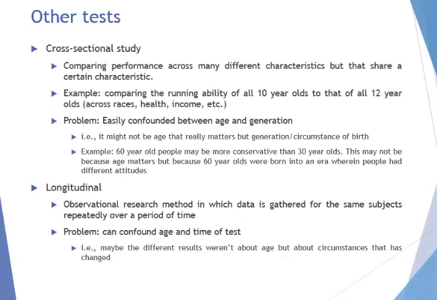Other types of tests include a cross-sectional study, which compares performance across many different subjects that share a certain characteristic. For example, comparing the running ability of all 10-year-olds to that of all 12-year-olds, if I want to test the effect of age on running ability. In a cross-sectional study, I look at all of them. I don't account for race. I don't account for health. I don't account for weight. I don't account for anything. I just test a bunch of random 12-year-olds against a bunch of random 10-year-olds to try to account for age.